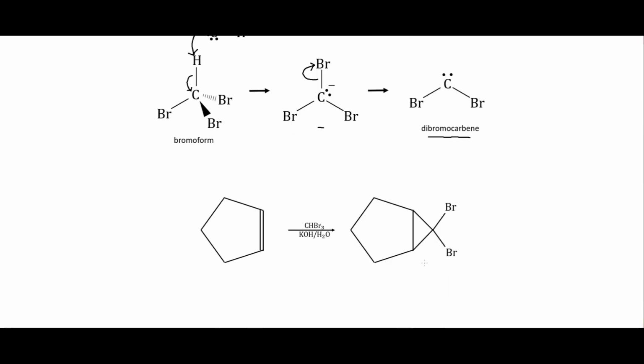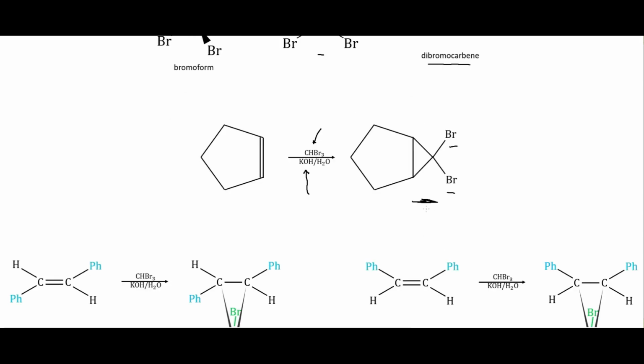And if we react that with an alkene like this cyclopentene here, so we have our bromoform that we can see up here on the top, and then our hydroxide, our potassium hydroxide right there that will be taking off that hydrogen. So we end up with a cyclopropanation going on here with these two bromines coming off of it right there.